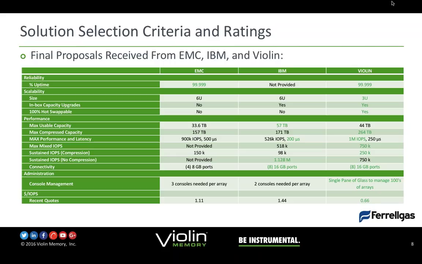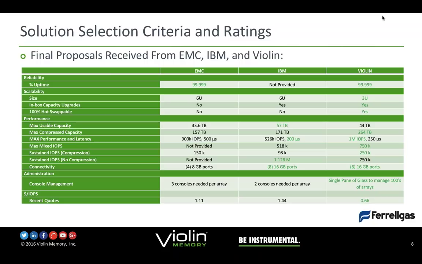And this slide just shows a few of the criteria that we used. I thought a few of the highlights would show the comparison between the different products. And what we've done is highlight the leading result in each of the criterion in green. And as you look at the screen, you can see that most of the positive results were in the Violin column, although IBM did fare well in a couple of places as well.